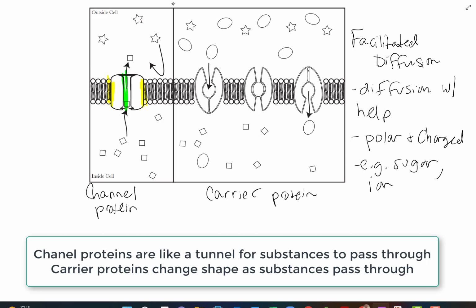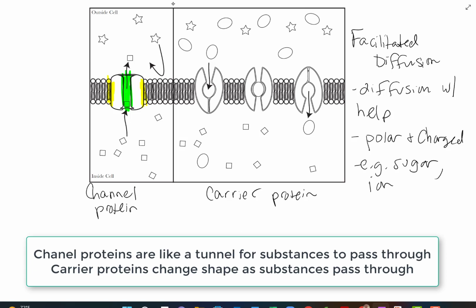But the inside of this protein, those R groups would have a charge. They would be polar to allow polar things like sugar and ions to be able to pass through the cell from an area of high concentration to low concentration. So this is still a form of passive transport. It does not require energy, and we still have things moving from an area of high concentration to low concentration.